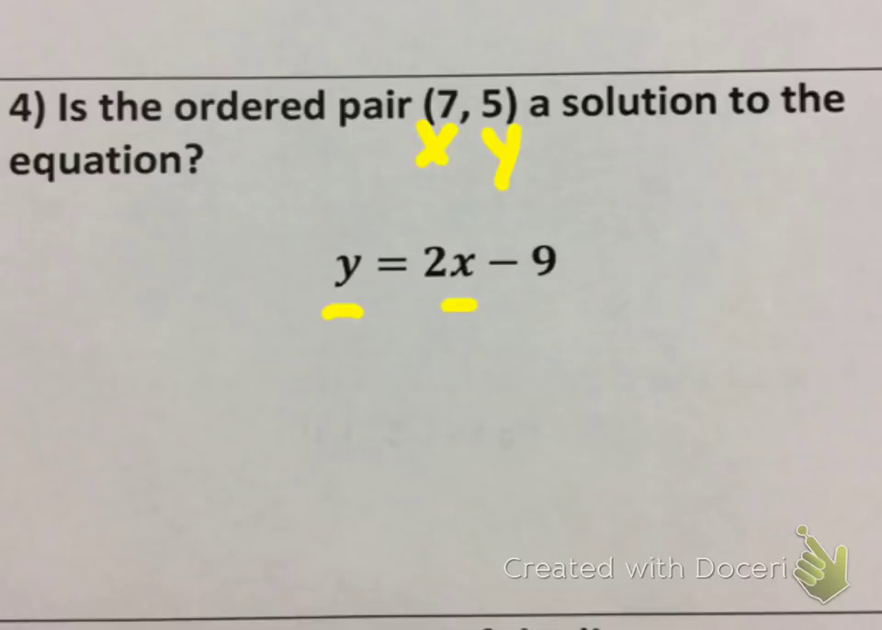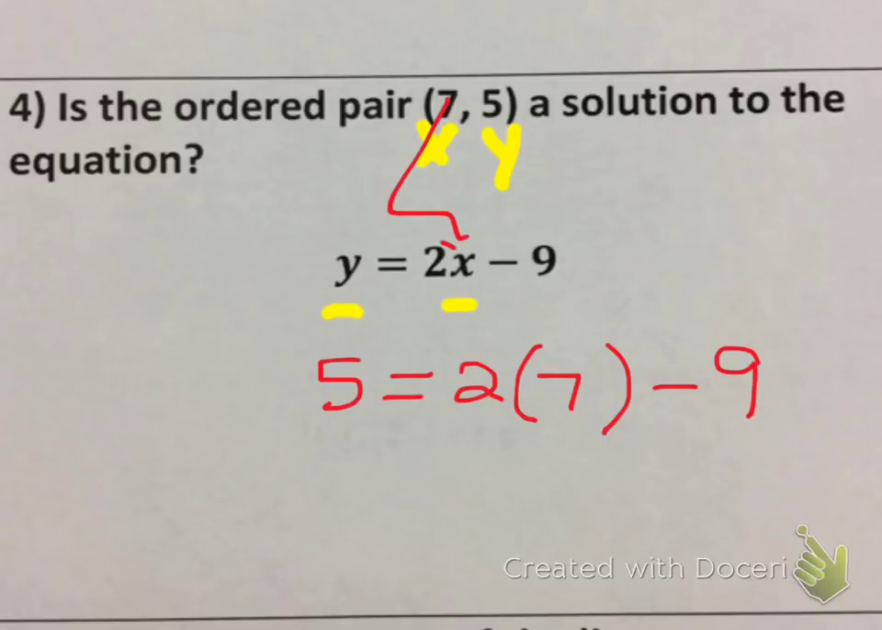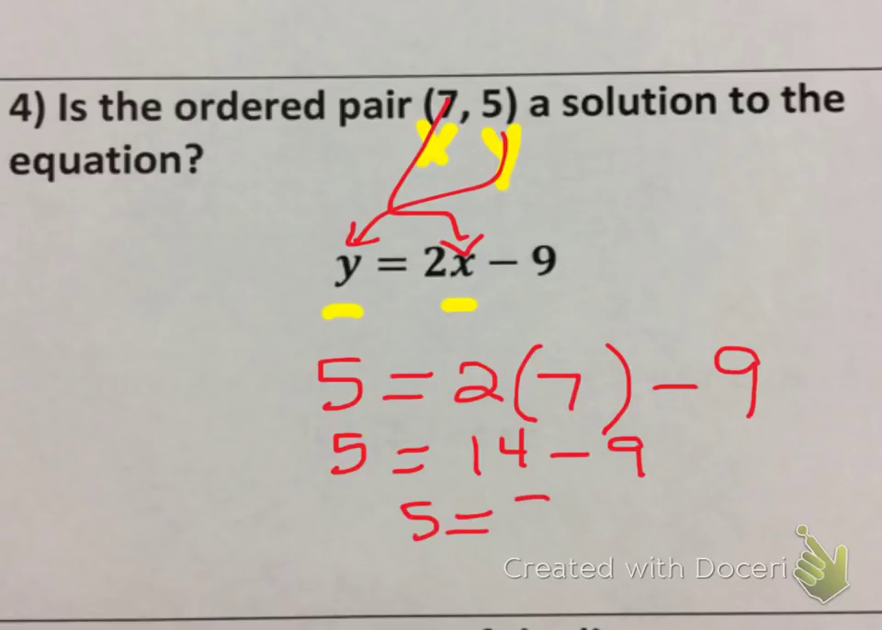So my y value is 5. My x value is 7, and then I still have minus 9. So I took that 7 and I put it in place of the x. I put that 5 in place of the y. Now I just need to simplify it. So 2 times 7 is 14. So on this side I have 14 minus 9, which happens to be 5. So 5 equals 5. Because this is a true statement, my answer is yes, it is a solution. If it was a false statement, my answer would be no, it is not a solution. All right, let's head on to number 5.